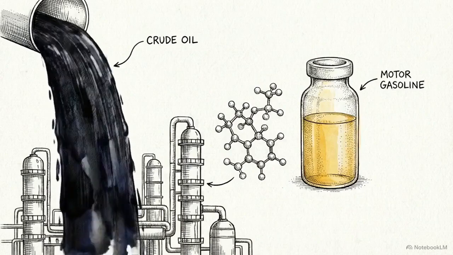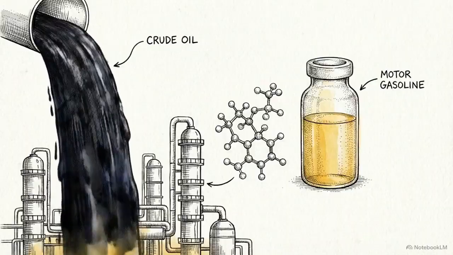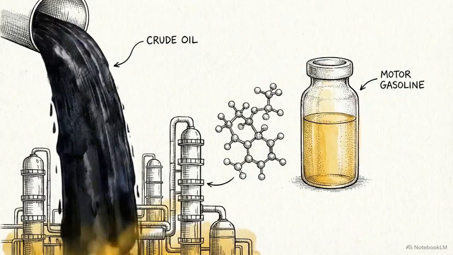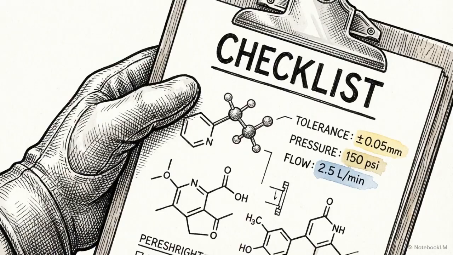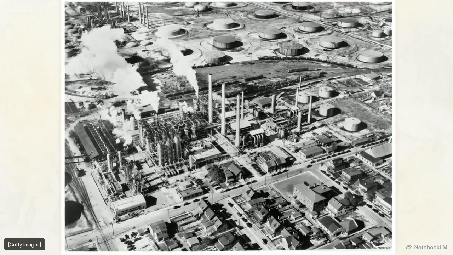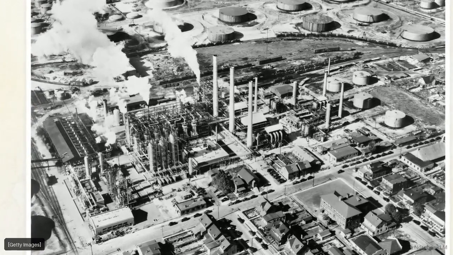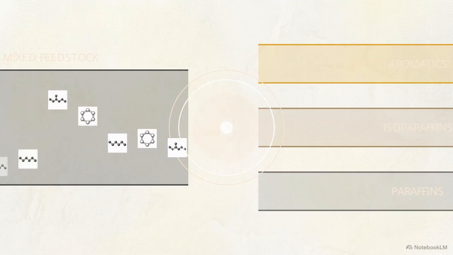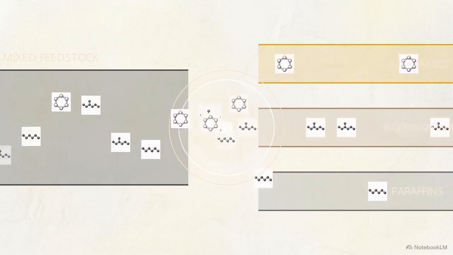Raw crude oil is a viscous, dark sludge pulled directly from the earth. To become motor gasoline, these hydrocarbons must undergo a total architectural transformation to meet a set of precise industrial specifications. Refining at this scale is more than just boiling oil. It is an exercise in molecular sorting. Every stream within the plant is a response to the specific chemical geometry of the molecules being processed.